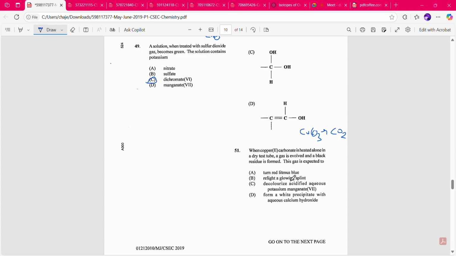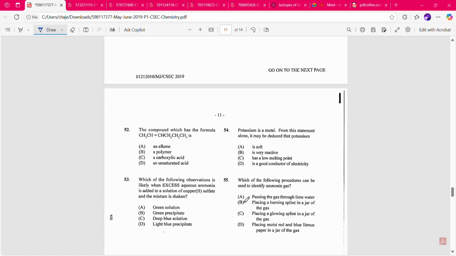So it says turn red litmus paper blue. No, the gas is not really basic. Relights a glowing splint. No, carbon dioxide is likely to put out the glowing splint. Decolorizes acidified potassium permanganate. No. Forms a white precipitate with calcium hydroxide. Yes. Carbon dioxide gas there. The compound which has the formula CH3CH=CHCH2CH2CH3 is an alkene.